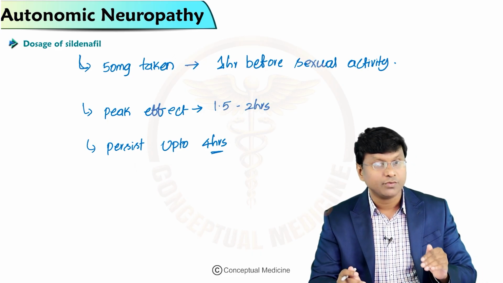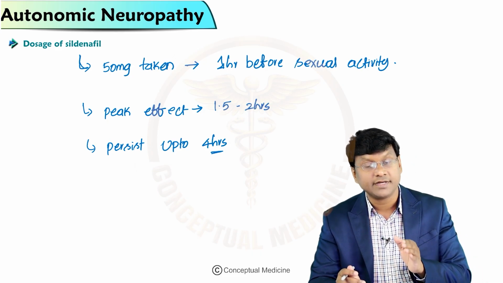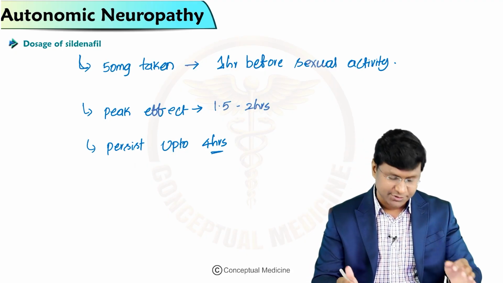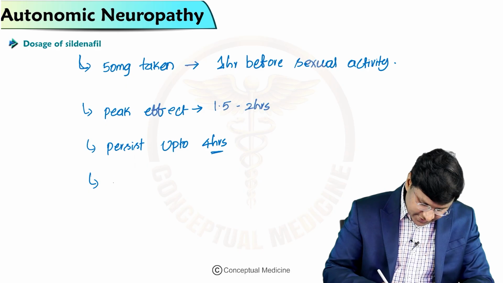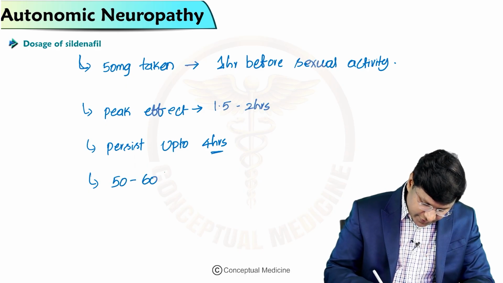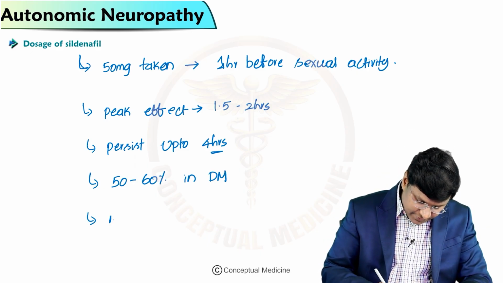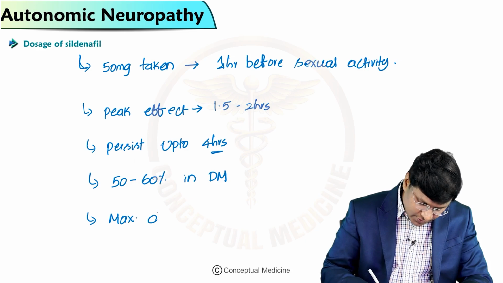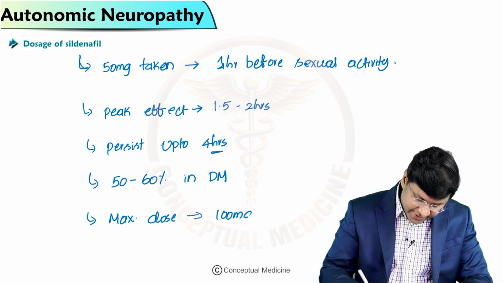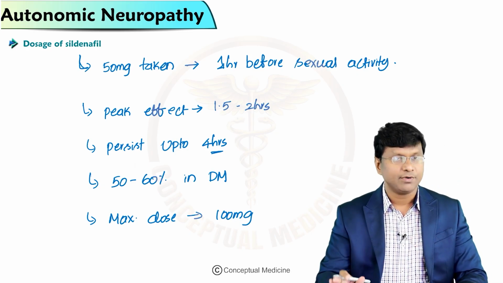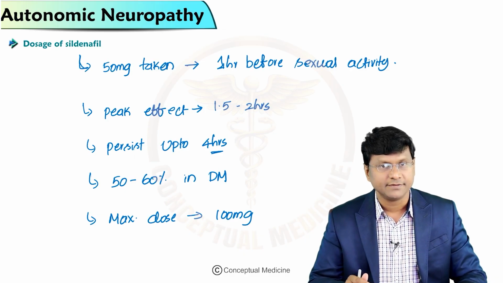Patients with diabetes mellitus using sildenafil reported 50 to 60% improvement in erectile dysfunction. So how much is the efficacy? The efficacy is around 50 to 60% in diabetes mellitus with erectile dysfunction. But what is the maximum dose? The maximum dose of the sildenafil is around 100 milligrams per day. So that is about the dosage of the sildenafil.